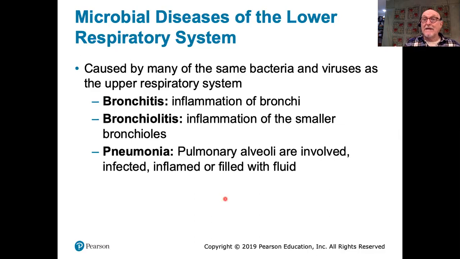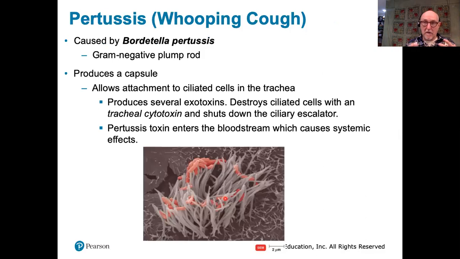So a pneumonia is a situation where the pulmonary alveoli themselves are infected or affected and are inflamed, leak fluid, become blocked, and the whole uptake of oxygen becomes seriously affected. There are various causes which we'll hear about in a minute.